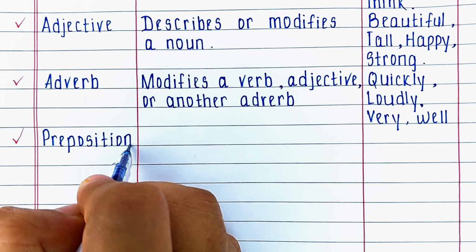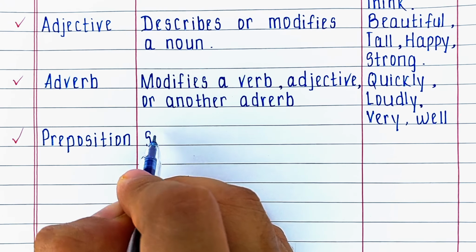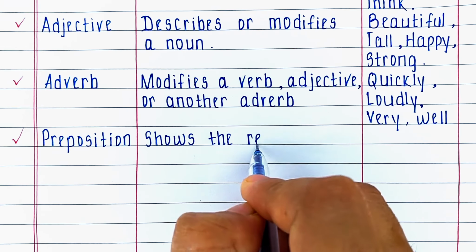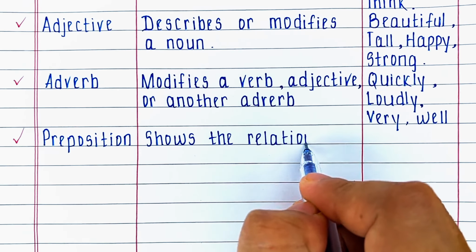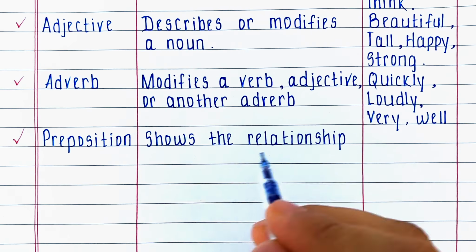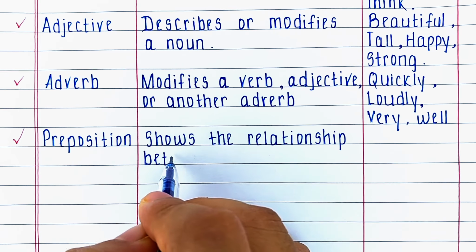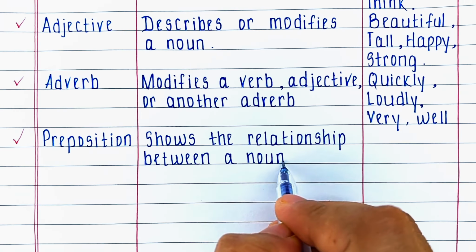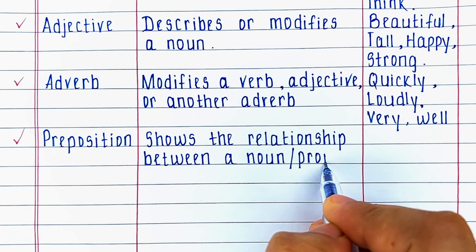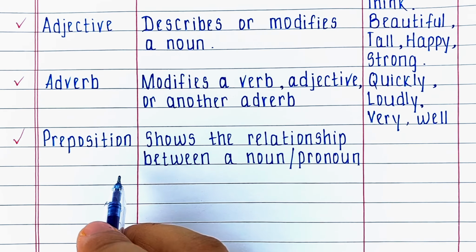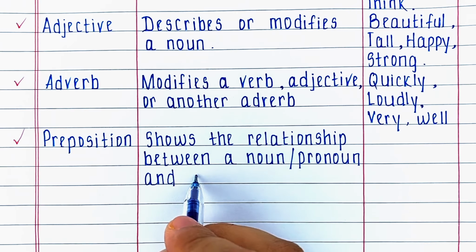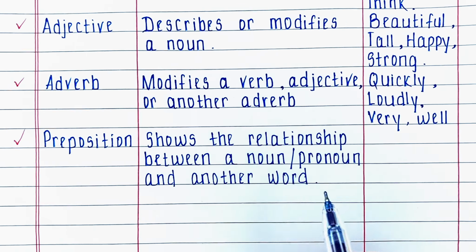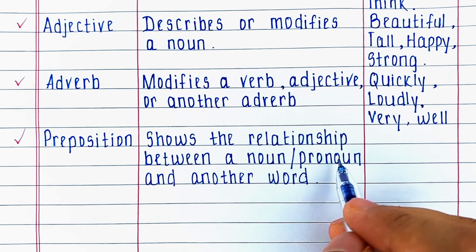Next part of speech in our list is preposition. Prepositions are words that are used to link one part of the sentence to another. Prepositions show the position of the object or subject in a sentence. In other words, prepositions are the words that show the relationship between a noun or pronoun and another word. For example, in, on, under, between, all these are the examples of preposition.